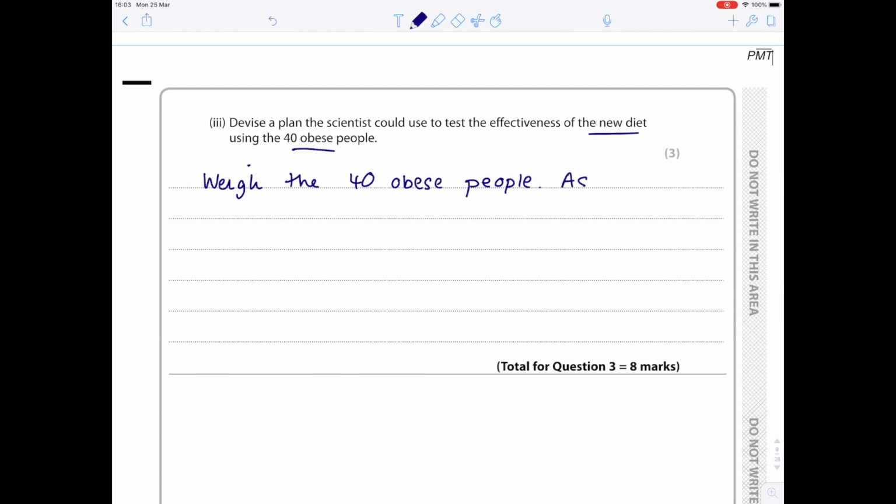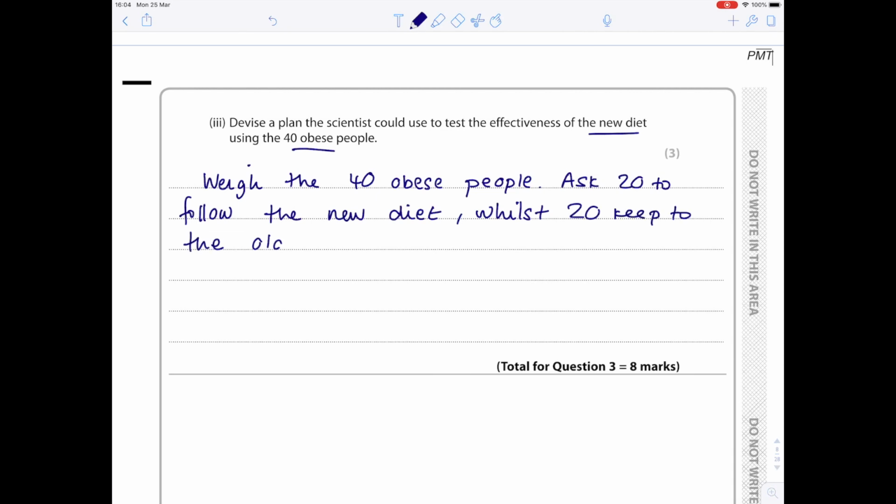Ask 20 of them to follow the new diet, whilst 20 stick to their old diets, because after all, what they're consuming, i.e. the diet, is the independent variable. And then pick a sensible time frame, so maybe after 2 months, reweigh the 40 people.